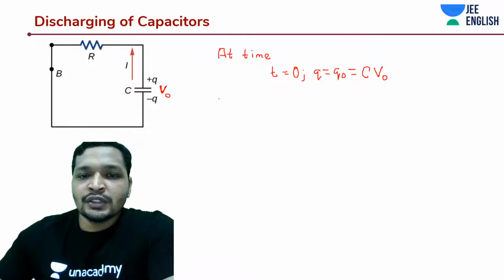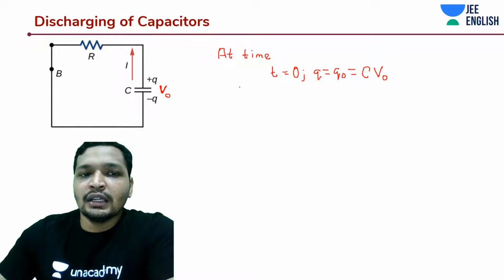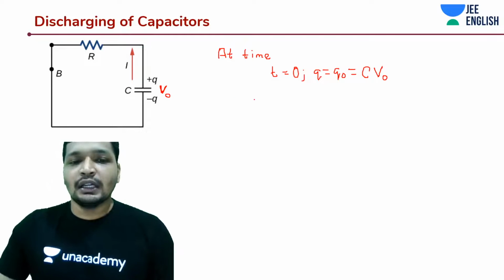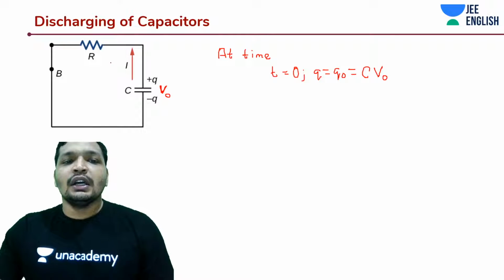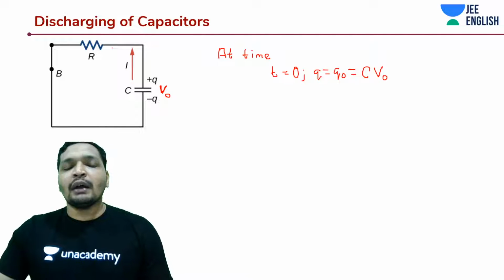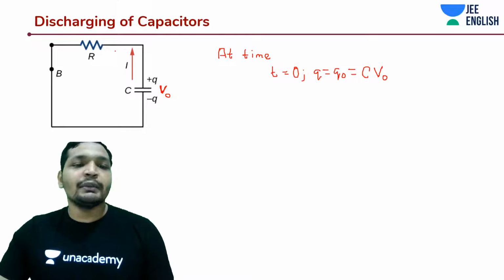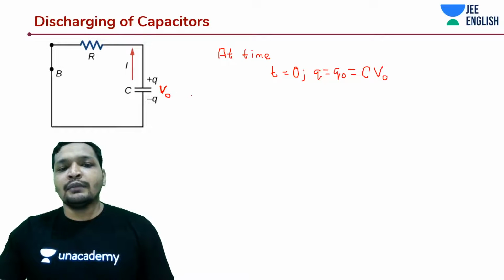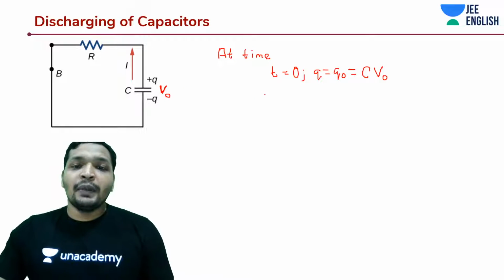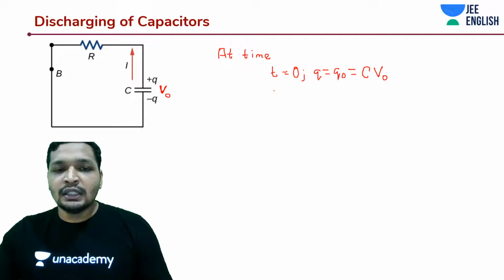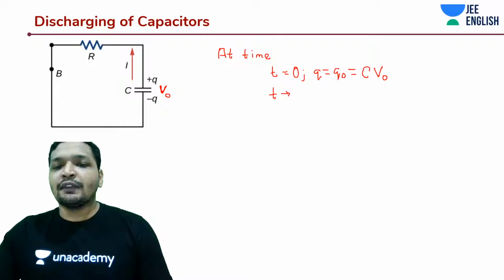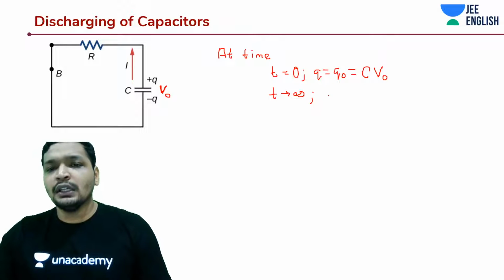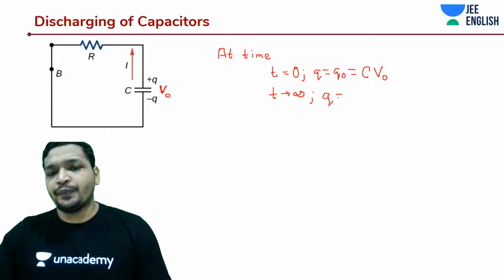And now once you have closed the switch, this is the time t is equal to 0. Until the switch was open, it's like an isolated capacitor circuit. Once you have closed the switch, if there wasn't any resistor, what is going to happen? It will immediately discharge, and you would see that it will come down to 0 immediately. But when we have a resistor, it will take a significant amount of time to discharge the entire charge. So at t tends to infinity, we will say that Q becomes 0.